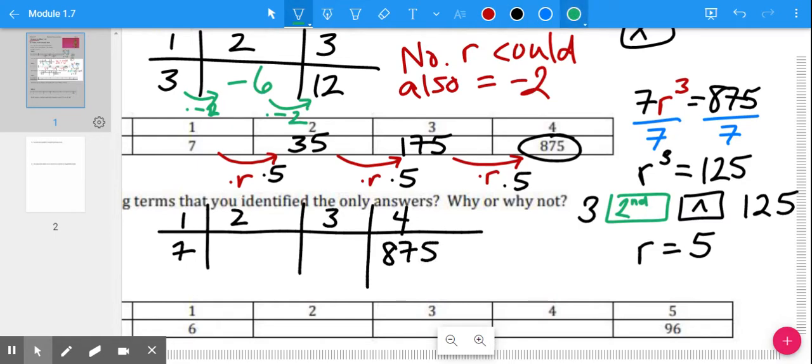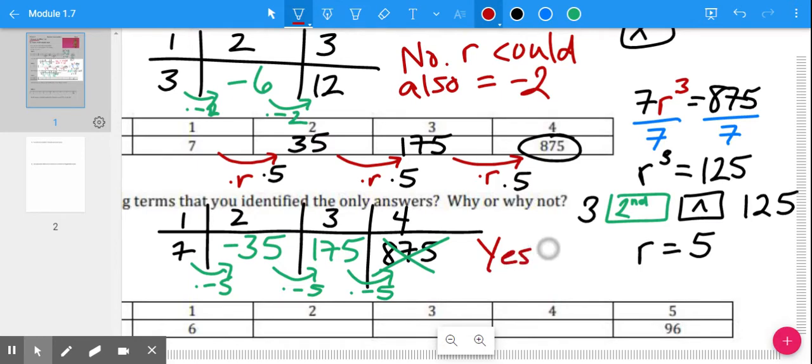So if we had tried a negative 5 to see if that positive 5 is the only answer, that would have given us negative 35 times negative 5 would give us positive 175 times negative 5 does not equal that. So in this case, yes, R can only be 5. Because if we multiplied by a negative 5, that 875 would have to be negative, and it's not. So a negative 5 would not work.